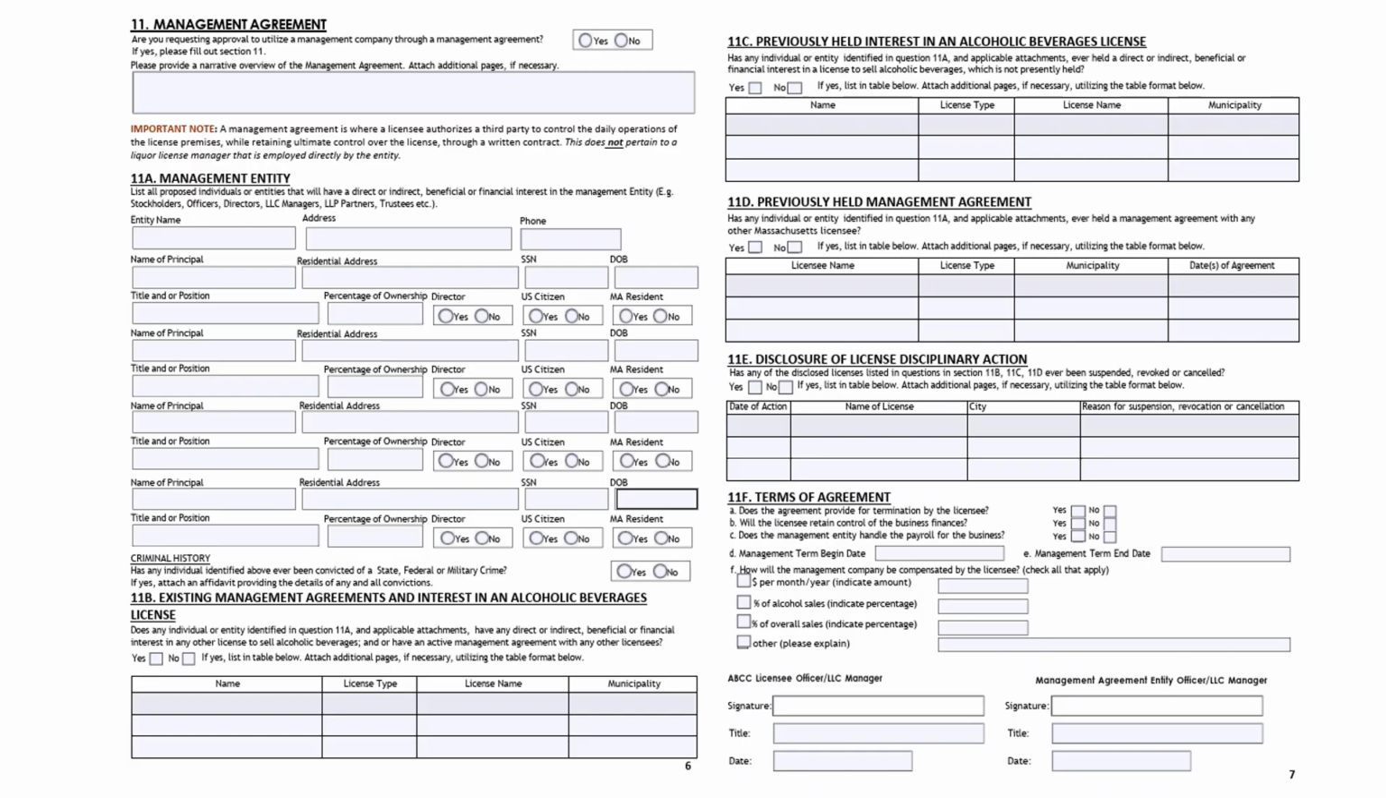Question 11 on pages 6 and 7 consists of the management agreement. This is an agreement from a licensee that authorizes a third party to control the daily operations of the licensed premises, while retaining ultimate control over the license through a written contract. This does not pertain to a liquor license manager that is employed directly by the entity. These are rare. However, if you have a management agreement, please complete question 11.